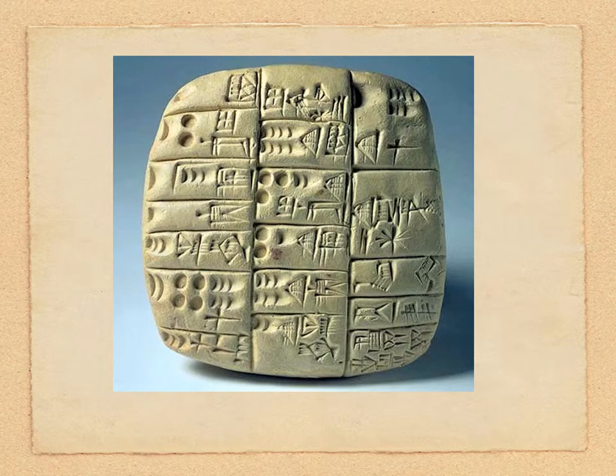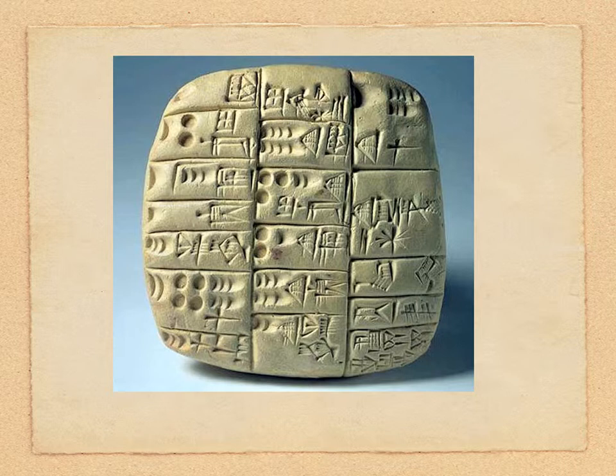What else did they invent? They invented something called writing. The Sumerians invented something called cuneiform, a very complex and difficult form of writing. This right here is a picture of a tablet of cuneiform. They basically made tablets out of mud. They wrote in them and then they let them dry.